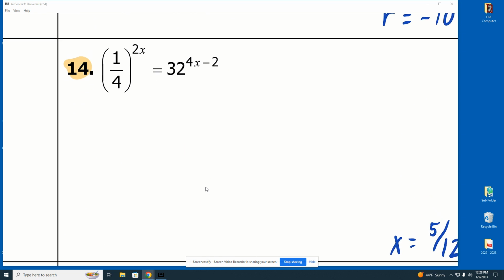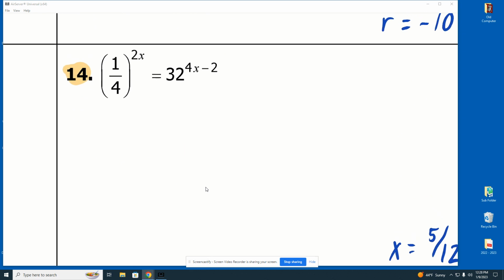All right, number 14. First thing I'm going to notice is my base here is a 4. It's in the denominator. This base here is 32. It's not in the denominator, it's in the numerator. So I'm going to try to make 32 have a base of 4. What's 4 times 4? 16 times 4. I just went right past 32. So I cannot do base 4. So I have to change both sides.